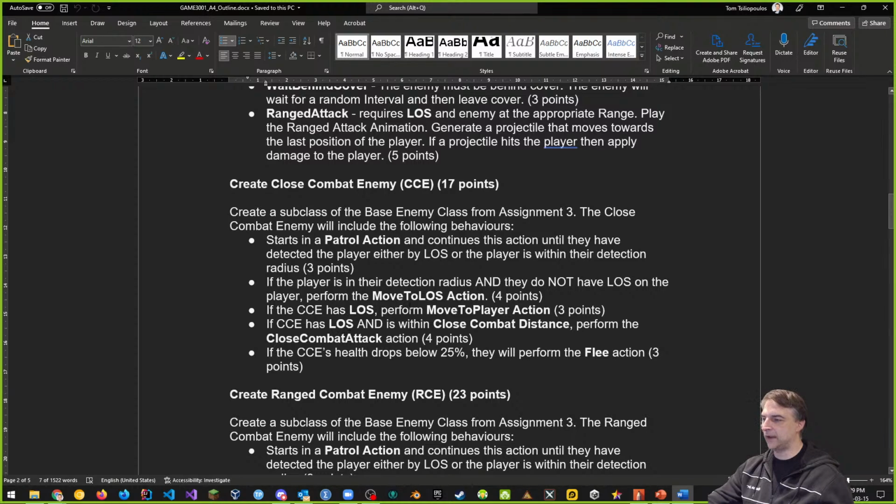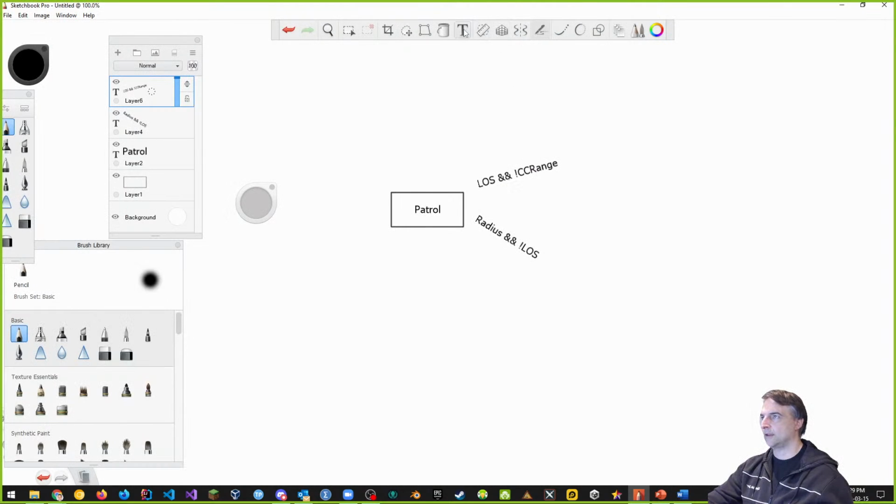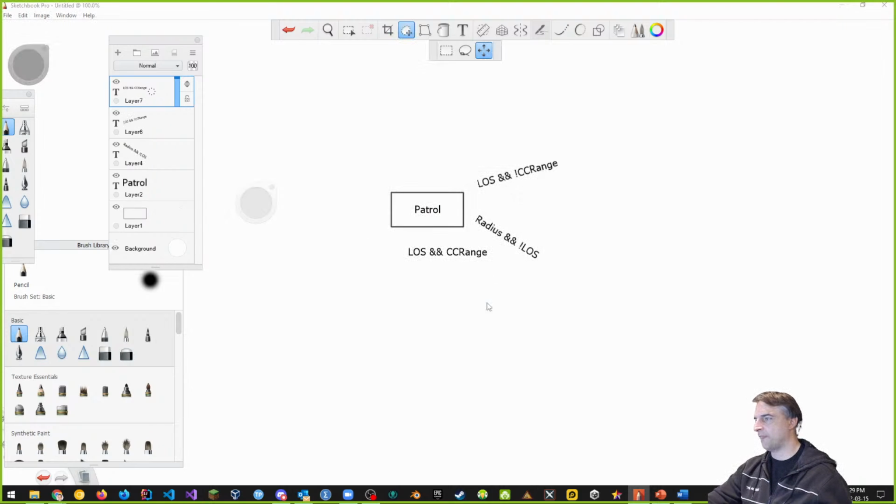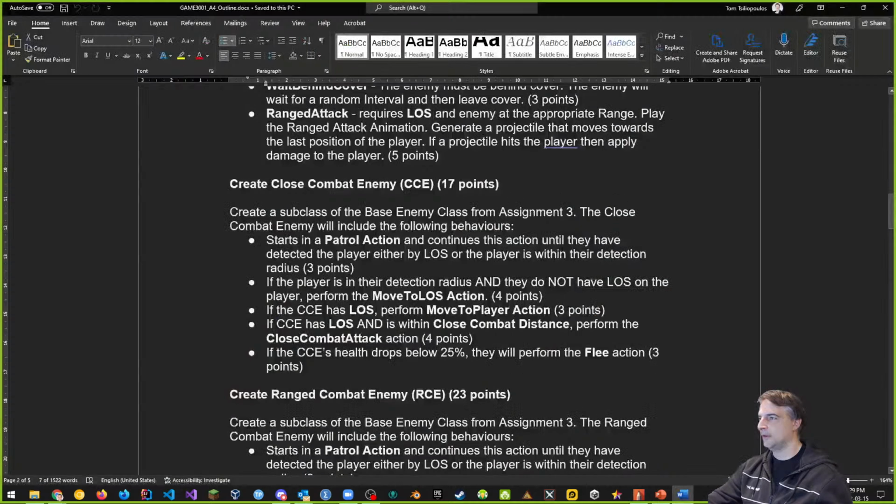You might have line of sight and close combat distance, right? So let's take a look at this. Line of sight and close combat distance. So that's the other one. If I have both, those are different conditions. Okay. Let's take a look at that patrol state, the central state as an example. And again, I'm just drawing the linkages between them.